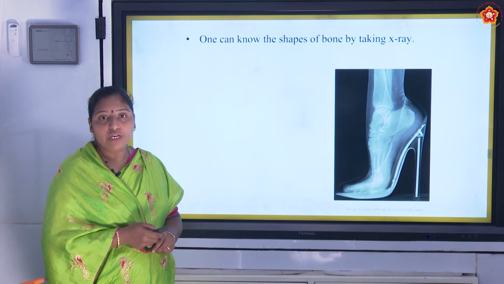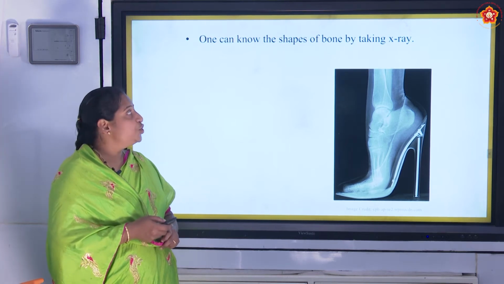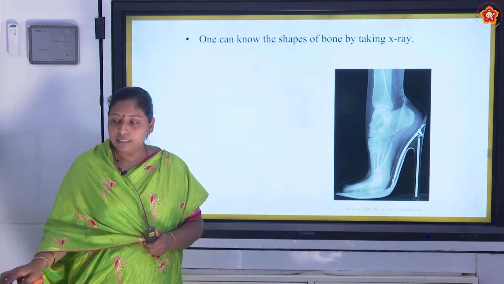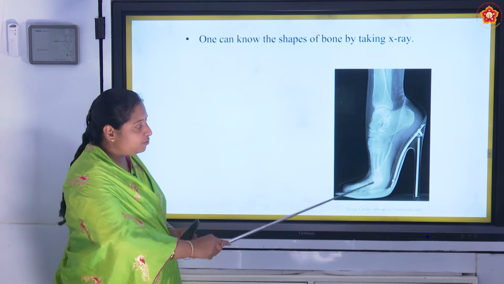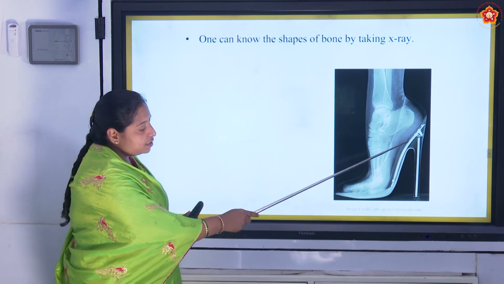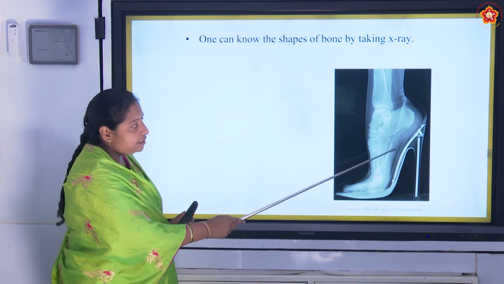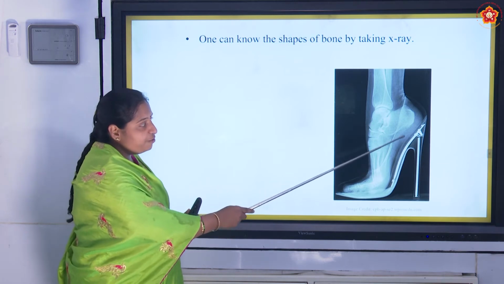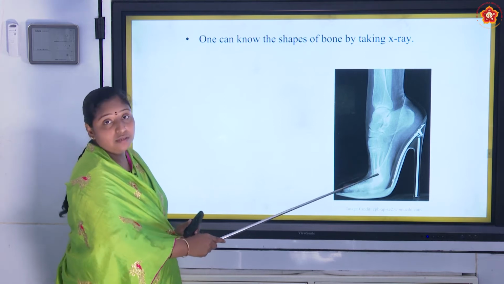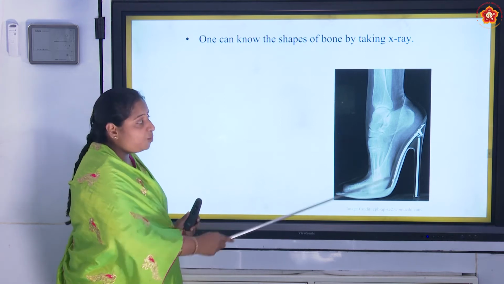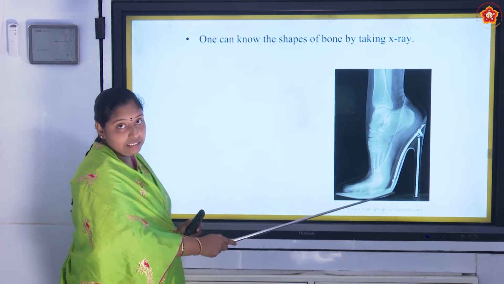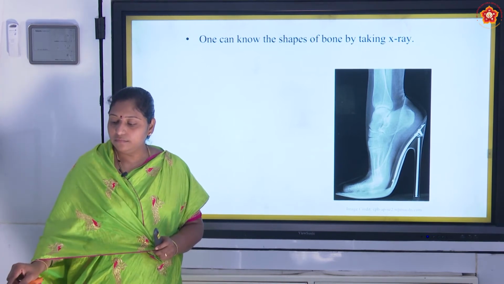How can we know the shape of the bones? One can know the shape of the bone by taking an X-ray. See, here observe, this is the X-ray of the foot, how the bones will be. This is the leg showing the high-heeled foot. So, if we wear high heels, the whole body weight will fall near the toes and it will cause a problem to our bones also. So, avoid wearing high heels.